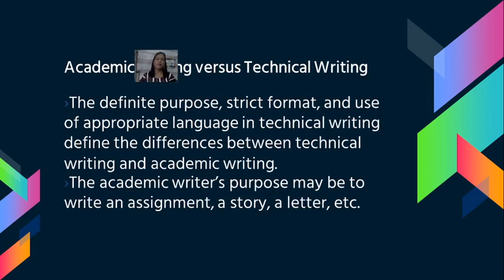Academic writing versus technical writing. The definite purpose, strict format, and use of appropriate language in technical writing define the differences between technical writing and academic writing. The academic writer's purpose may be to write an assignment, a story, a letter. The one you are actually making, a reflective essay, is an example of academic writing. Or your position paper, perhaps, is one example of academic writing.